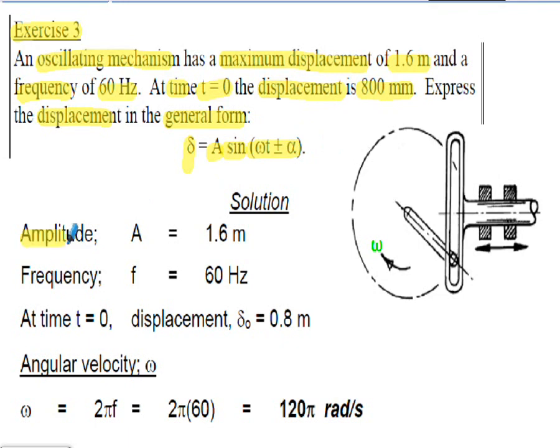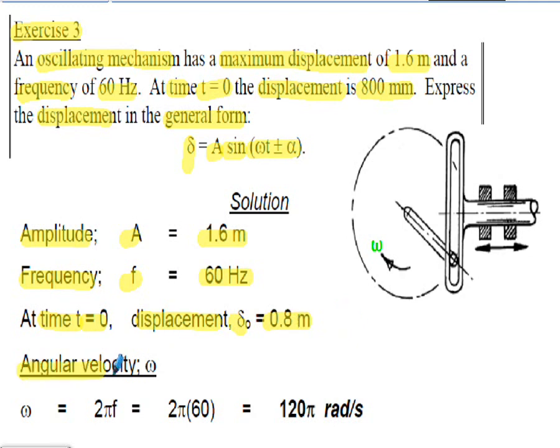So from the question, the amplitude A is 1.6 meters. The frequency, lowercase f, is 60 hertz. And we're given a boundary condition that at time t equal to 0, the displacement, call that delta naught here, is 0.8 meters. That's like a boundary condition for the system.